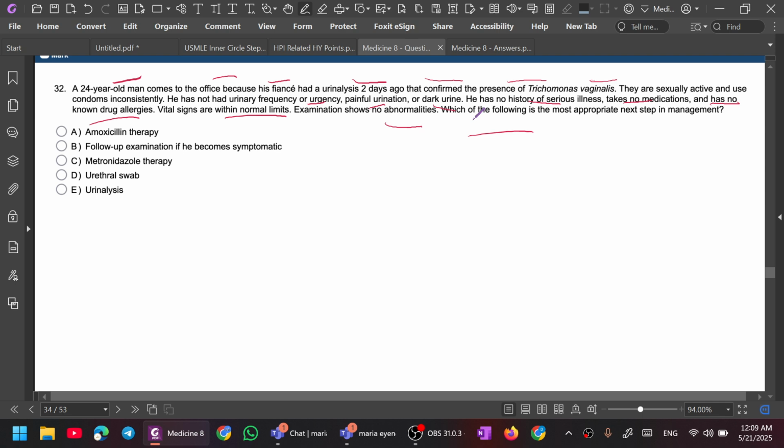We do the swab or we give the medication. Is it like honeymoon cystitis? What do you mean? It's like a trich STI. Yeah, they're trying to know Trichomonas vaginalis. Yes, metronidazole is the drug of choice. Okay. Trichomonas, give metronidazole therapy.